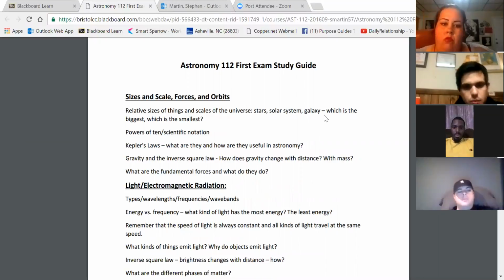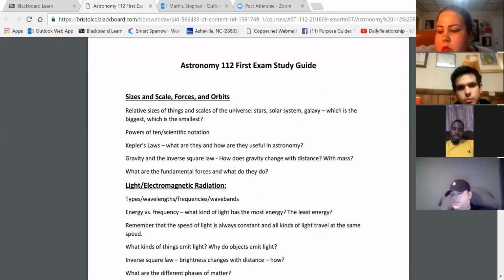Know about powers of ten, scientific notation. So if I give you a number, you can convert to scientific notation and vice versa. So basic stuff like that from first week.